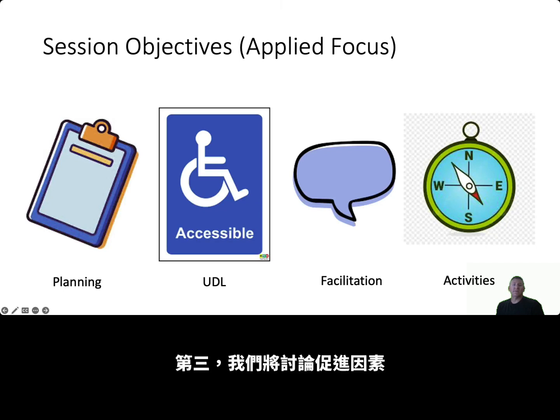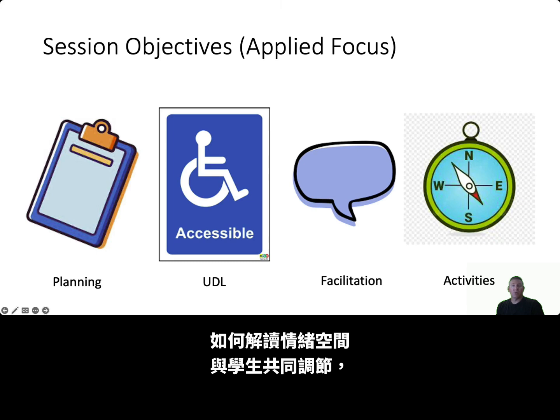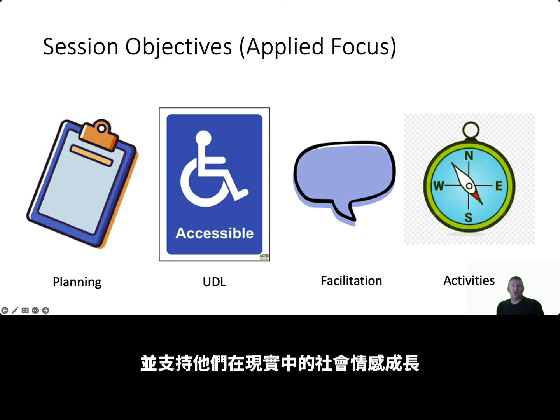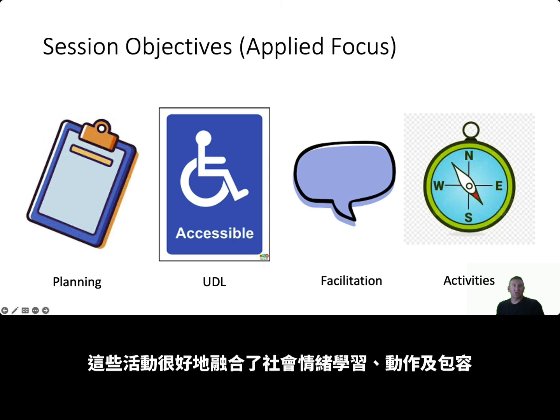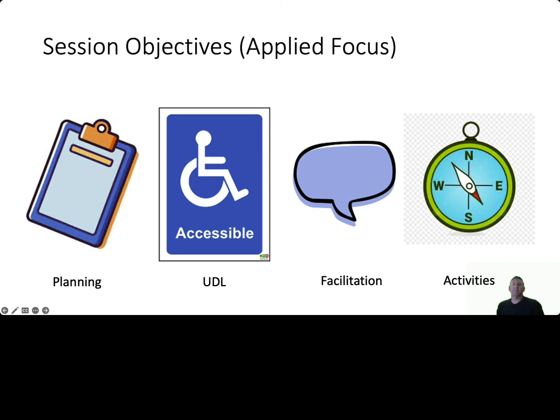Third, we'll discuss facilitation in the moment, how to read the emotional room, co-regulate with students, and support their social emotional growth in real time. And finally, we'll walk through 2 concrete, maybe even a few more, example activities. In particular, I'd like to point out the emotion compass and the team triangle challenge. These integrate social emotional learning, movement, and inclusion seamlessly.